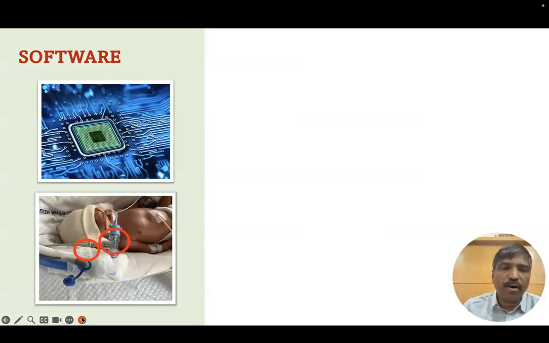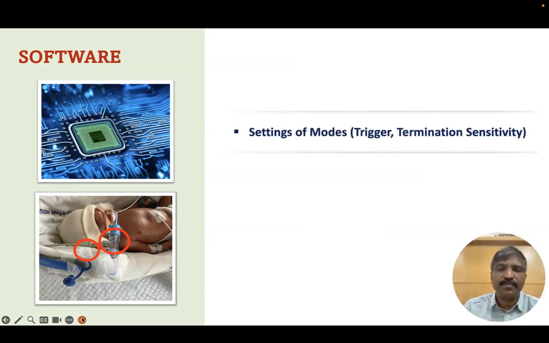So the software components are mainly the measurements through the flow sensors or the pressure sensors and the chip sitting inside the ventilator. This software helps us to set the modes, because the modes are nothing but when you are starting inspiration and when you are starting expiration, when you are making the gas flow in the circuit to go to the patient. The start of the flow from the circuit to the patient is called triggering, and when the flow from the circuit to the patient stops, that is the expiratory synchrony or termination sensitivity.